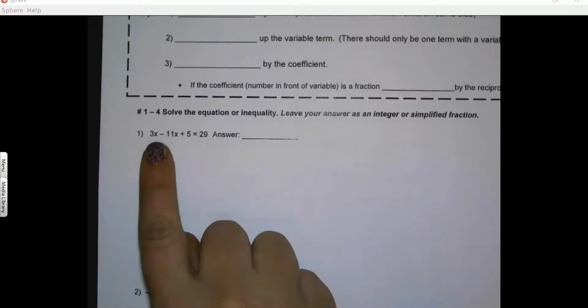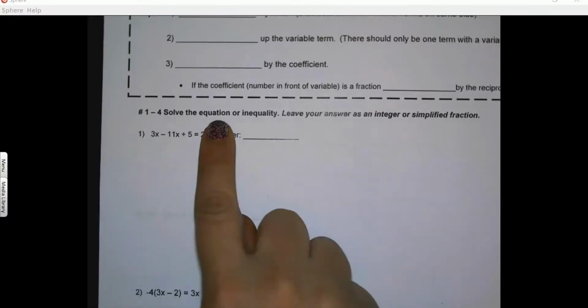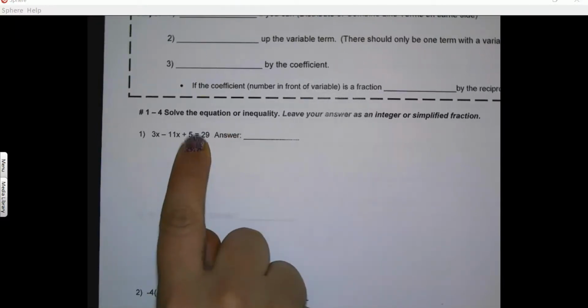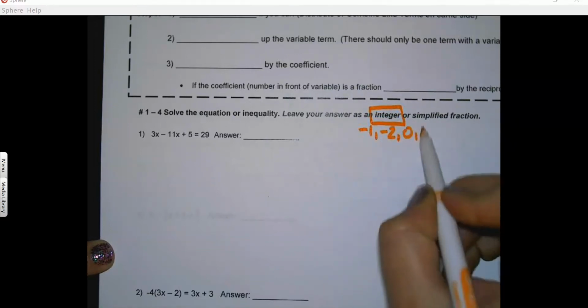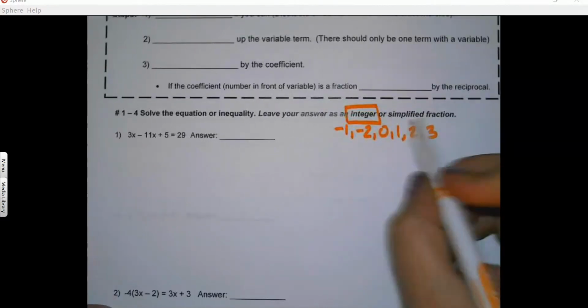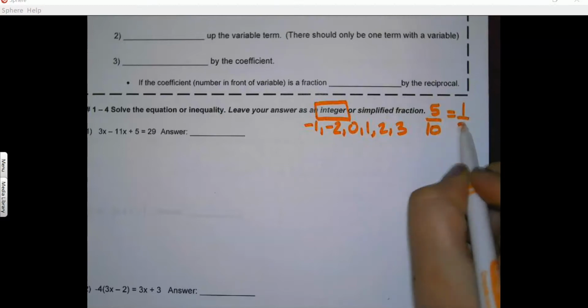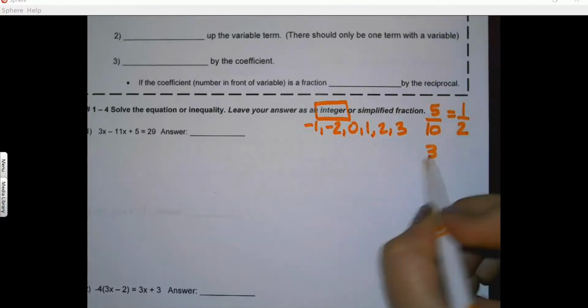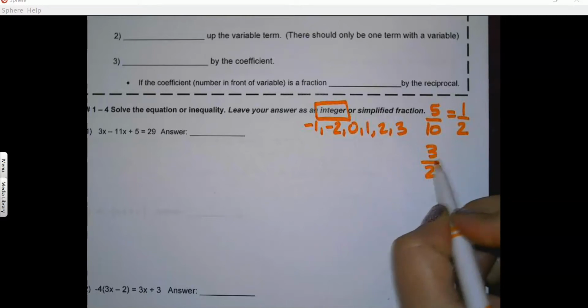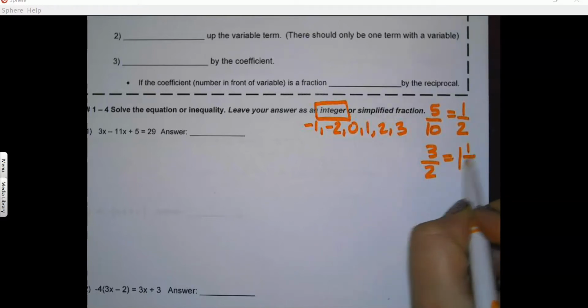So if we take a look at example 1, it says solve the equation or inequality. Because it has the equal sign right here, it's an equation. Leave your answer as an integer. So an integer means like -1, -2, 0, 1, 2, 3. So no decimals, no fractions. Or a simplified fraction. So that means if you get 5/10, you're going to write it as 1/2. If you get 3/2, you can leave it as 3/2. You don't have to write it as 1 and 1/2.